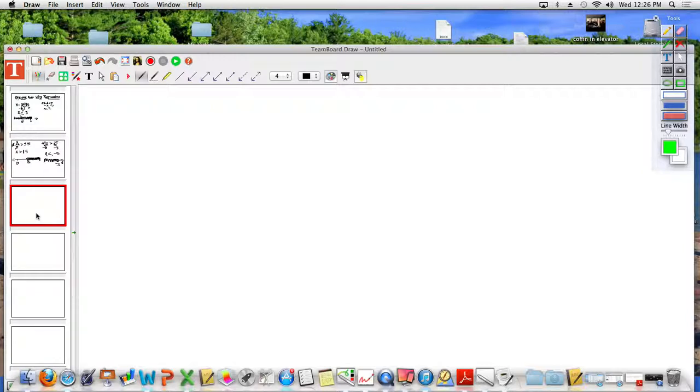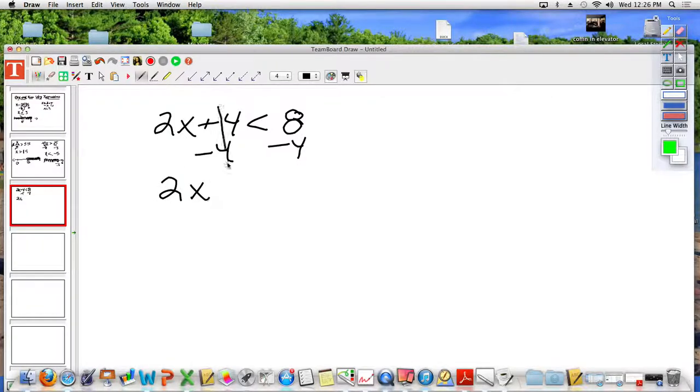Let's move on to some that have 2 steps in it. Let's go into 2-step equations. Let's do this: 2x plus 4 is less than 8. What do we do? Subtract 4 first. So you're left with 2x. The 4's cancel out. Is less than 8 minus 4, which is 4. And then you divide both sides by 2. So x is less than 2.